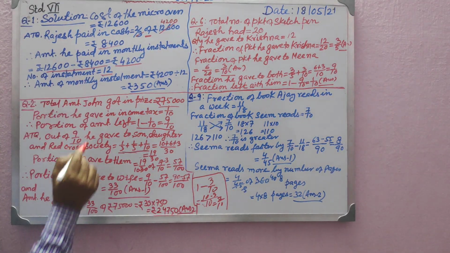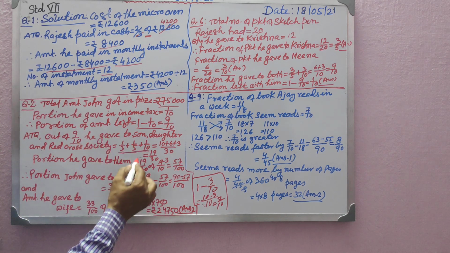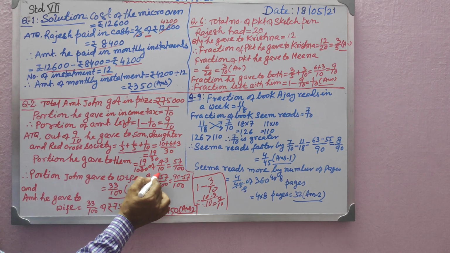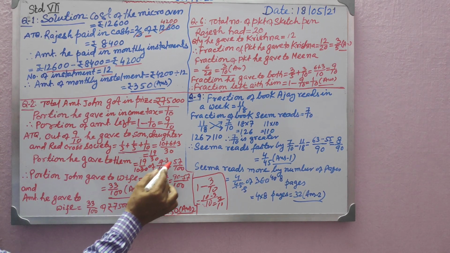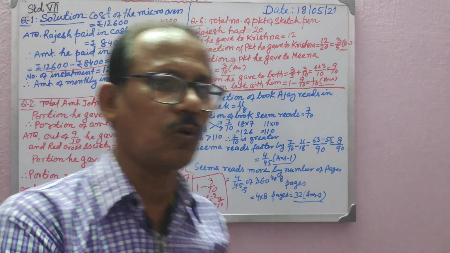Out of the remaining is what? 9/10. So the portion he has given to them totally is 19/30 of that. 19/30 of what? Remaining is 9/10. So 9/10 of 19/30, 57/100 part he has given to all those.